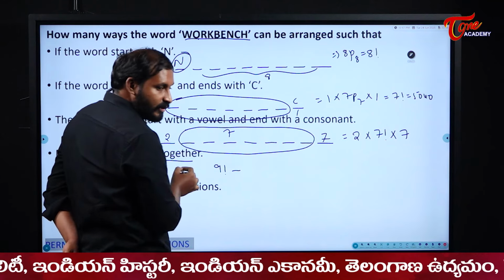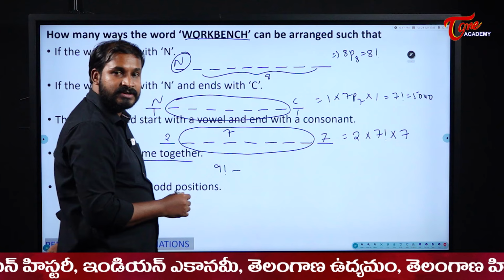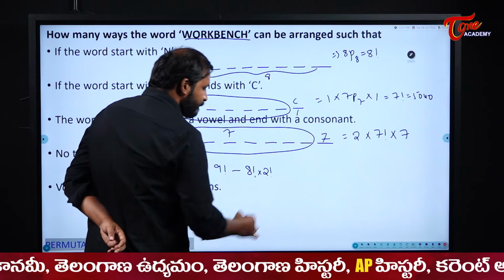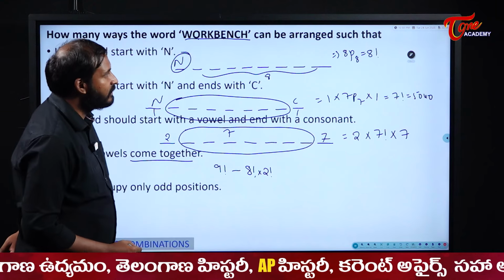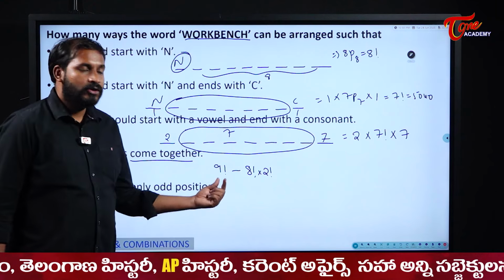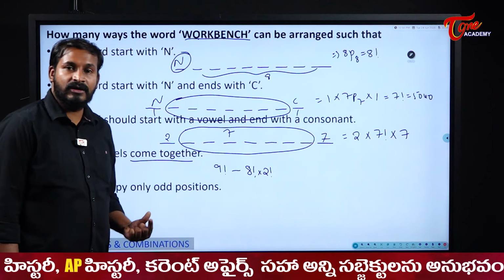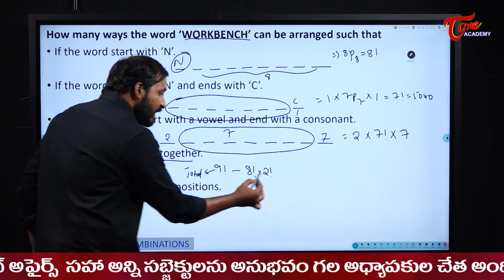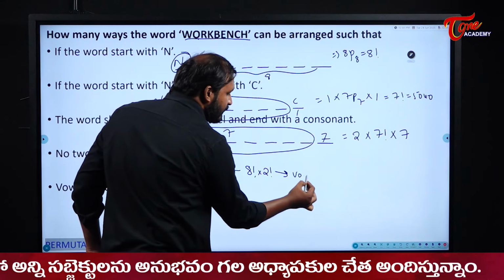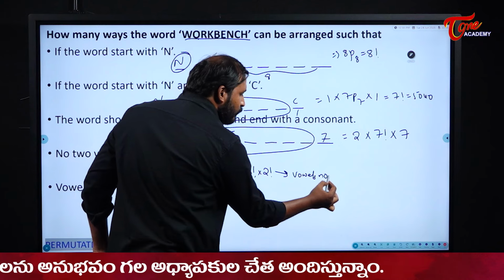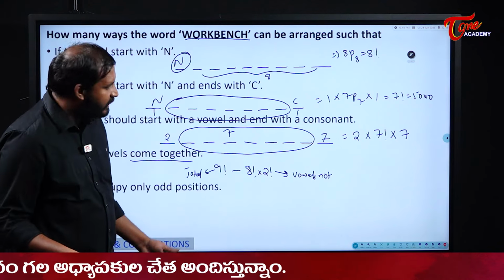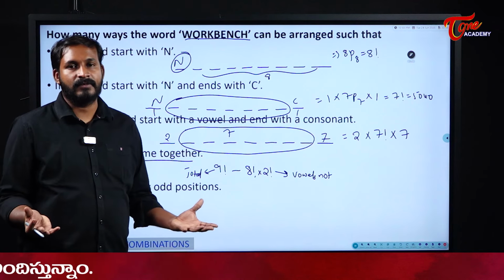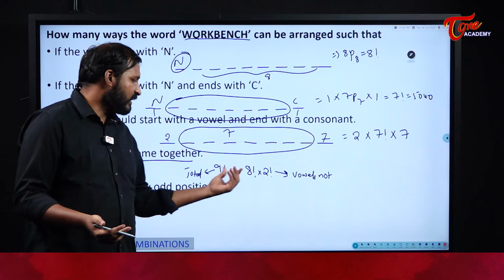O and E should come together. And that means what it becomes? 8 factorial into 2 factorial. So our answer here becomes 9 factorial minus 8 factorial into 2 factorial. This is the total number of ways. And directly I am writing this one, vowels not coming together. Why? Here there are only 2 vowels. So anyway, vowels not coming together and no 2 vowels coming together both come under the same thing. So no need to think too much about it.